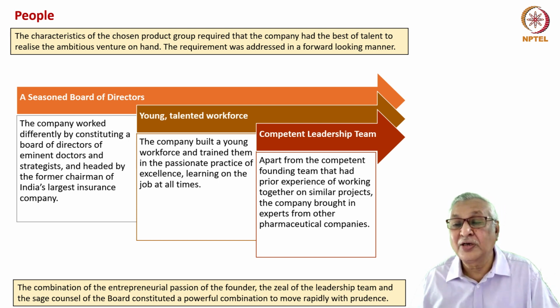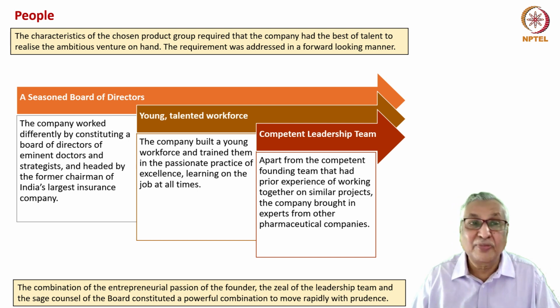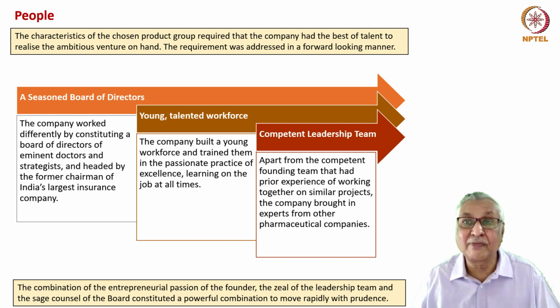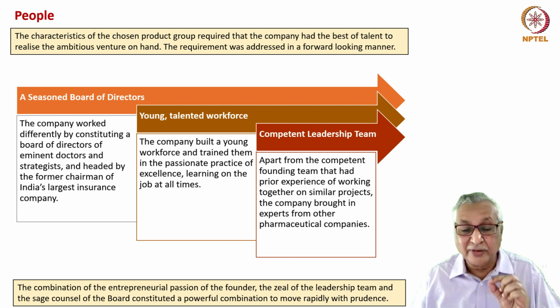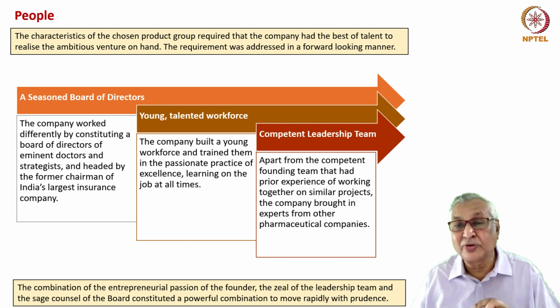Then there was the competent leadership team. Apart from the competent founding team that had prior experience of working together on similar projects, the company brought in experts from other pharmaceutical companies. So, this convergence of different types of technological and scientific capabilities further enhanced the capability levels of the firm. The combination of the entrepreneurial passion of the founder, the zeal of the leadership team, and the sage counsel of the board constituted a powerful admixture to move rapidly with prudence for the company.